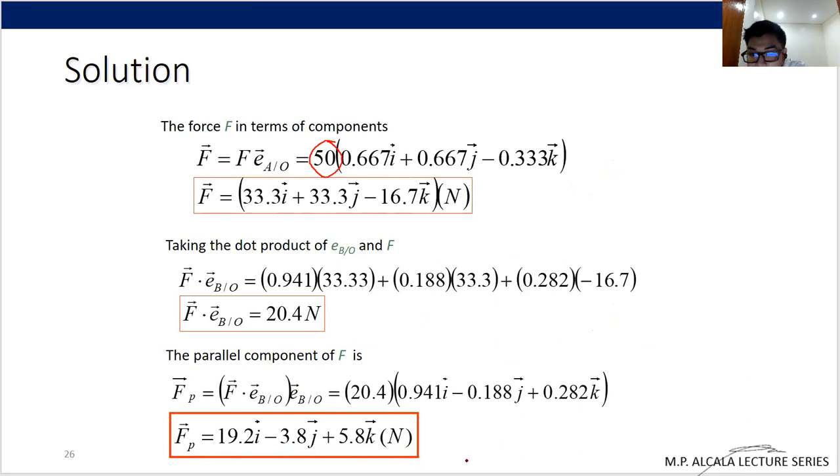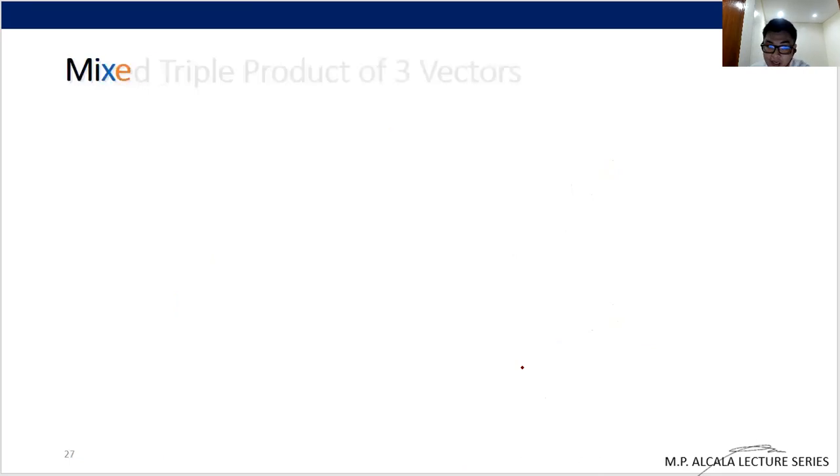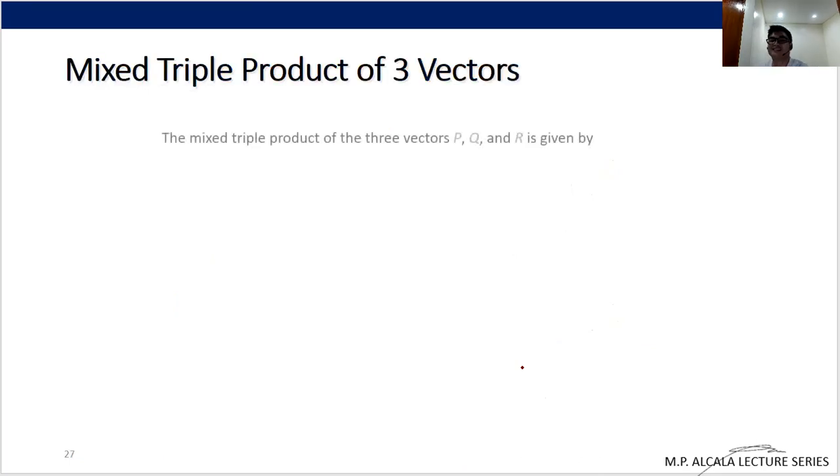Now, what is the essence of this? Actually, it's the mixed triple product. The mixed triple product of three vectors is simply the following: P dot Q cross R.